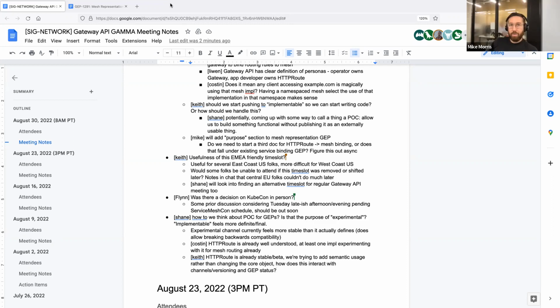Yeah, and hopefully some of that can be resolved by just having explicit references to this is bound to the mesh versus this is bound to a gateway. Or something along those lines. Or something similar to that, yeah.